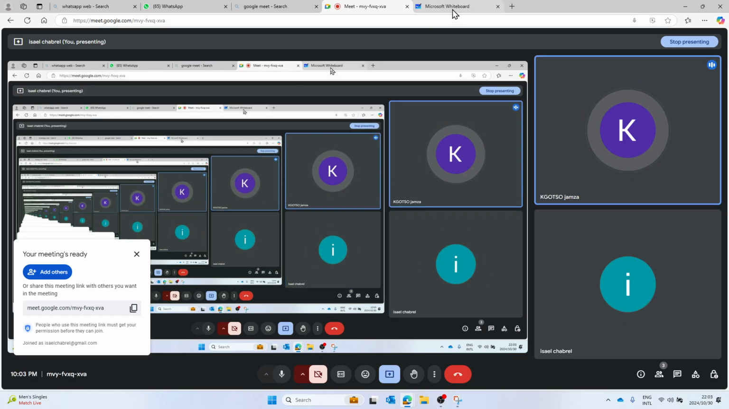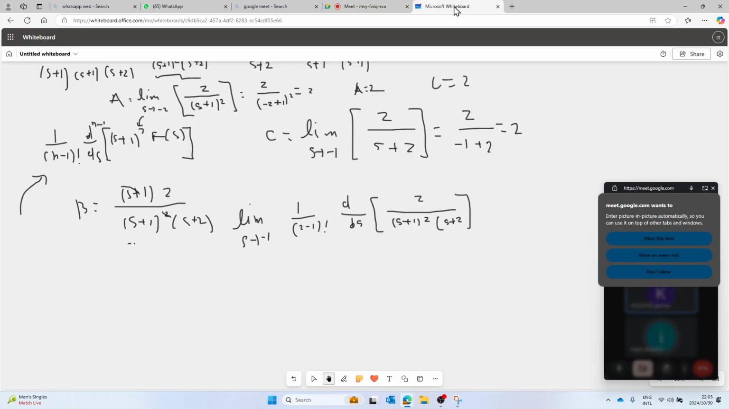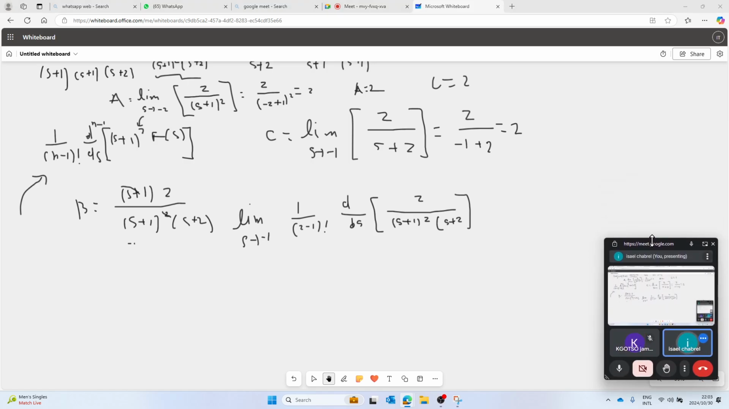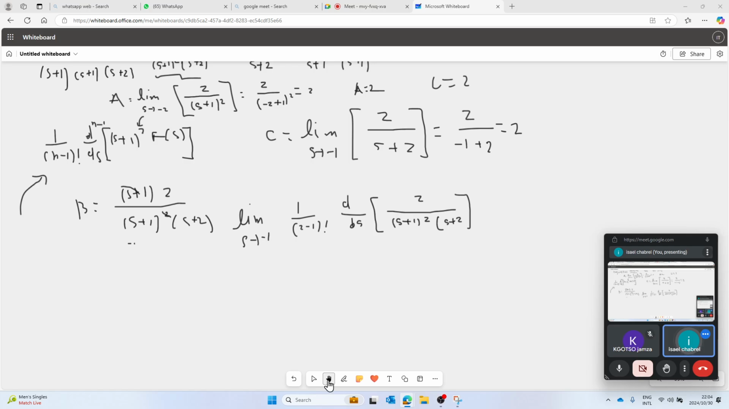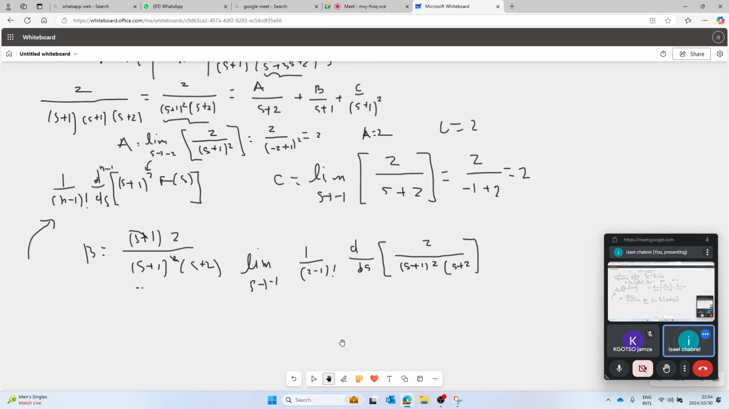Let's continue. It's 10 o'clock at night now. Okay, what I was saying, Mr. Kotso, is if you have a repeated root like this, you can solve. The trick is easy. You can solve using this formula here for the term that can cancel out.